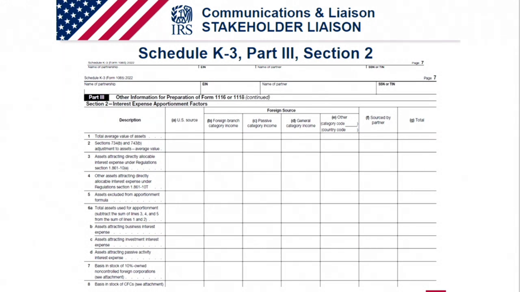Again, we're showing a snapshot of the Schedule K-3, Part 3, Section 2, which shows the average values of the distributive share of assets on line 1. Lines 3 through 5 are excluded from assets used in apportionment, including, for example, tax-exempt assets.